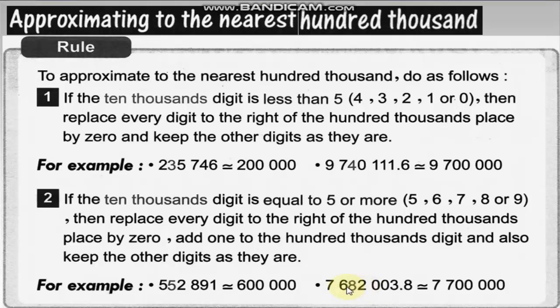7,682,003.8. At first, the 100,000 here is number 6 and the 10,000 is number 8. 8 is greater than 5, so replace the 10,000, thousands, hundreds, tens, and units by 0 and remove the decimal part and add 1 to the 100,000. It became 7,700,000.